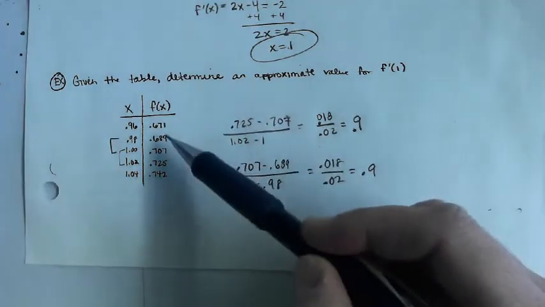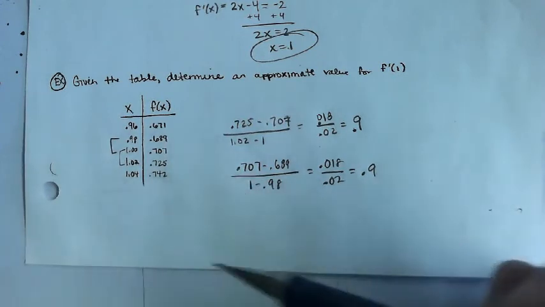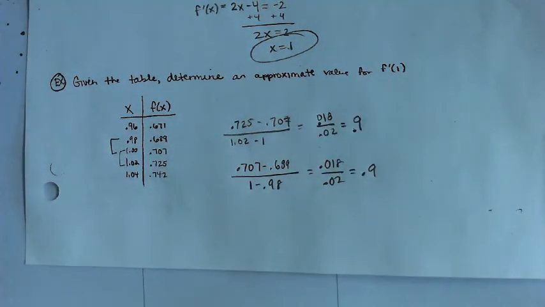Did you check all of them? Are they all increasing by 0.18? Okay. So if you realize that it's a line, of course, whatever the slope is anywhere is going to be the slope throughout the entire thing. So that would work as well.